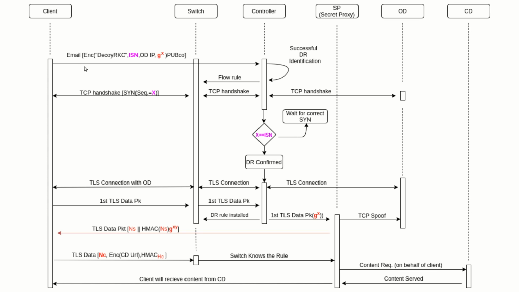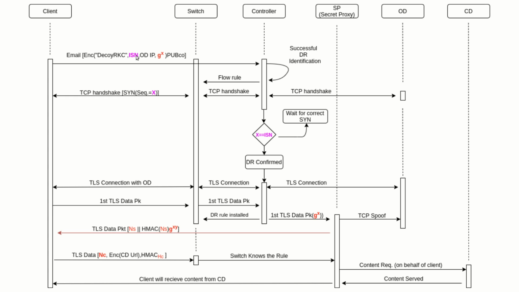So the very first thing is that the client should know the controller's email address. The controller is the one where all the routers, the decoy routers, are being managed. So the client should know the controller's email ID and also the public key of the controller. Now in the email there are 5 components that are being sent. The first one is a special word, or you can say a magic word, that is just for this particular decoy routing protocol. It's unique to this one, so I named it decoy RKC.